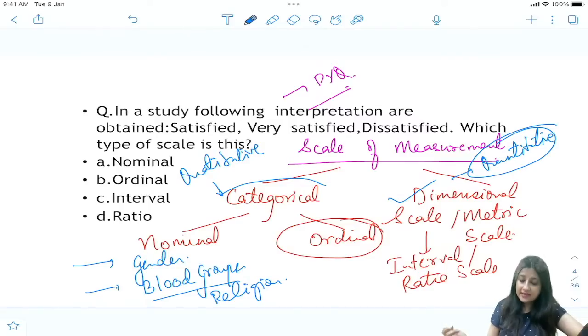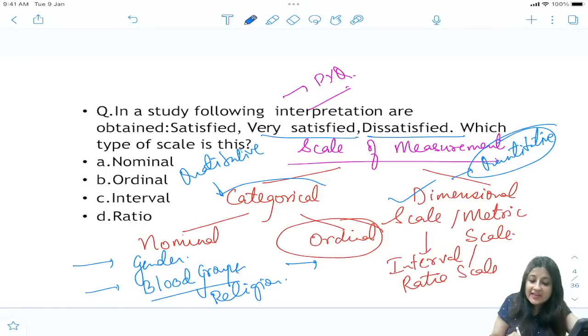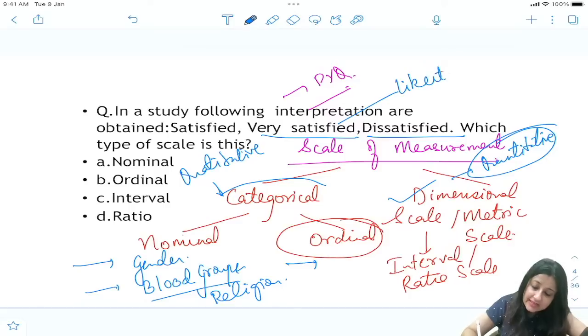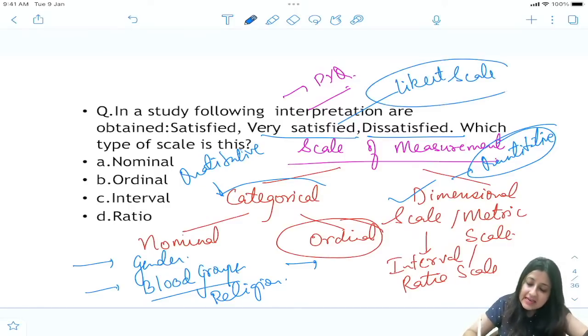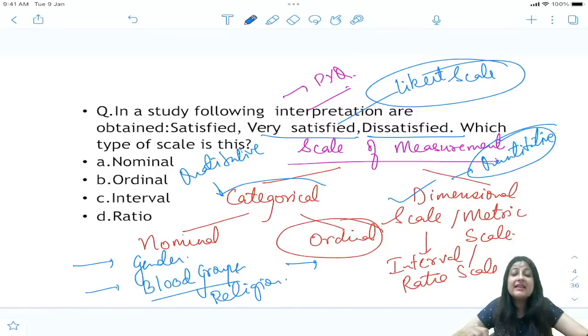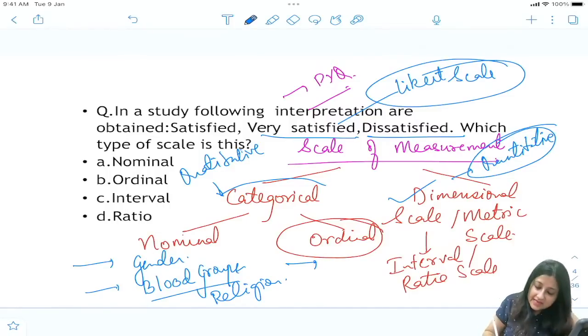All right. What happens in ordinal? Very very important, where you can express in an order like this: very satisfied, satisfied, dissatisfied. What do we call this? There's a special name to it. This is the Likert scale. Likert scale, very good.